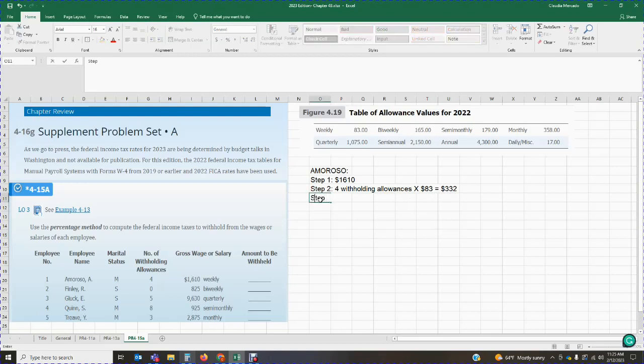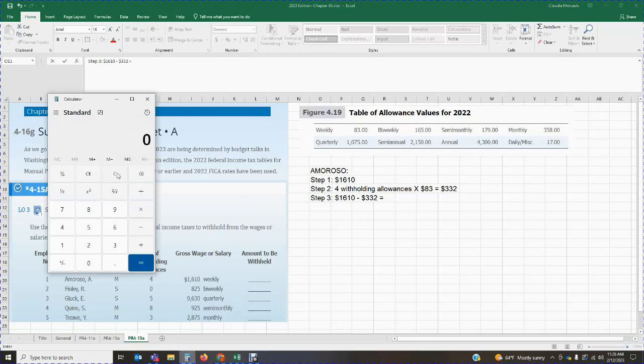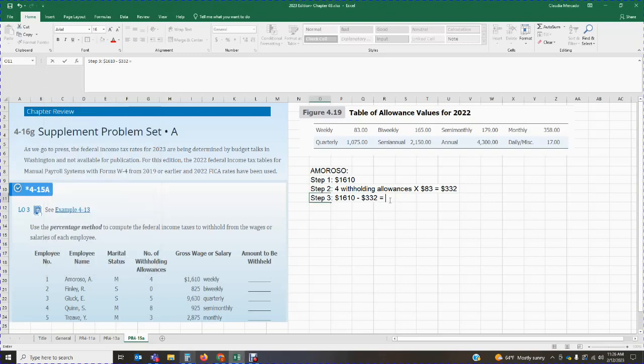Then step number 3. I'm going to take what I got in step number 1, which is the weekly pay, minus what I got in step number 2, which is the number that I'm going to be deducting based on my withholdings. In step number 2, I'm calculating how many dependents I have, and how much of that is exempt from taxes based on the number of allowances that I have. So 1610 minus 332 will give me 1278.